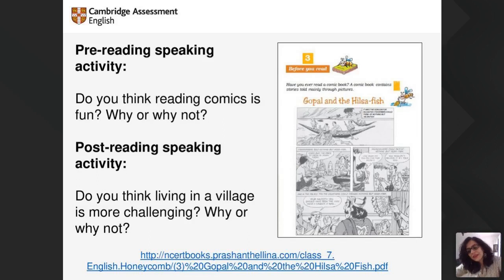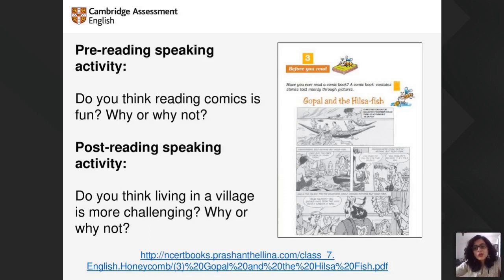And this can be given a speaking focus, or it can be given a writing focus also, though this is tested in the speaking part of KET. So the teacher can have a question like, do you think living in a village is more challenging? Why or why not?